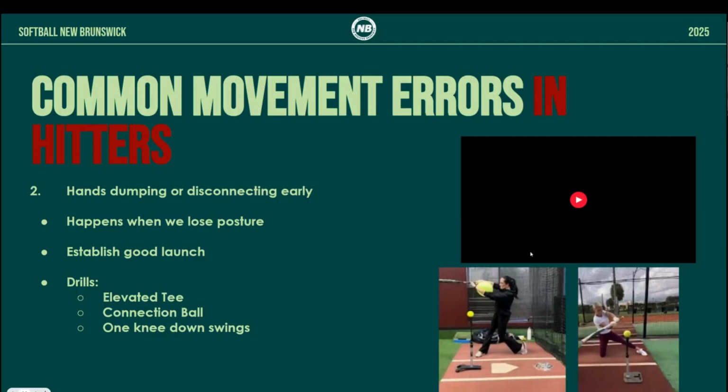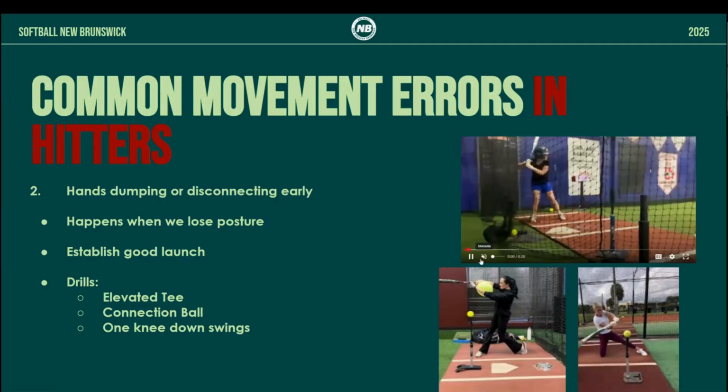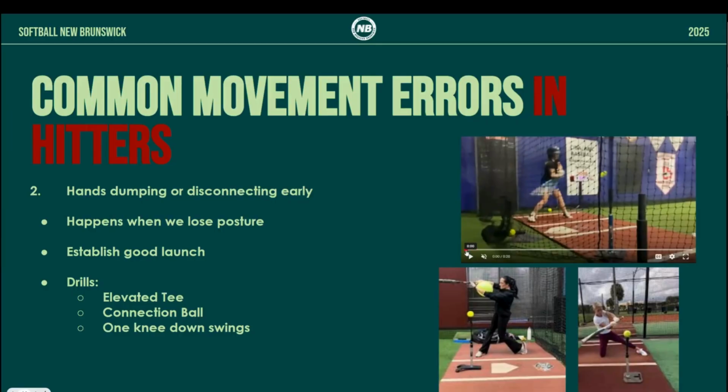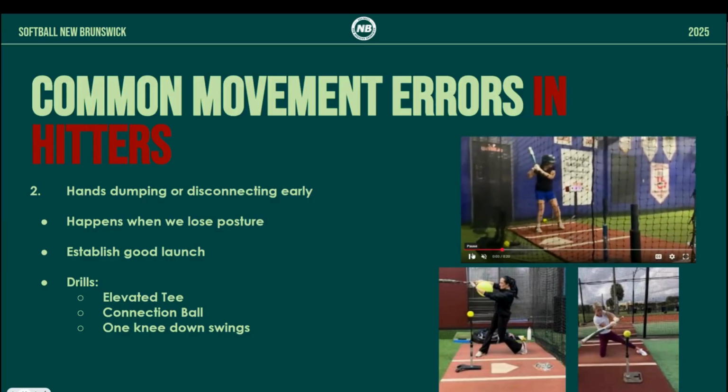The next one we see a lot is hands dropping or disconnecting from the body early. This usually happens when we lose control of the posture we've set, so we're not leaning over the plate anymore, and our hips aren't engaged. One solution is to establish a really good launch. We'll look at a video here, and we can see the first thing that happens is the hands go down and away from the body.